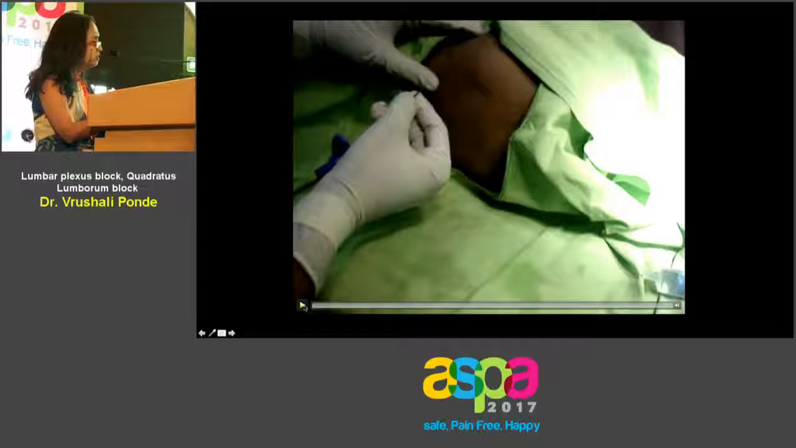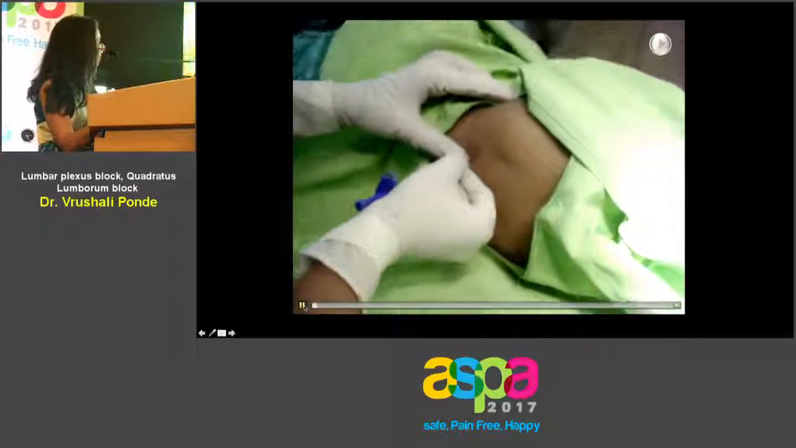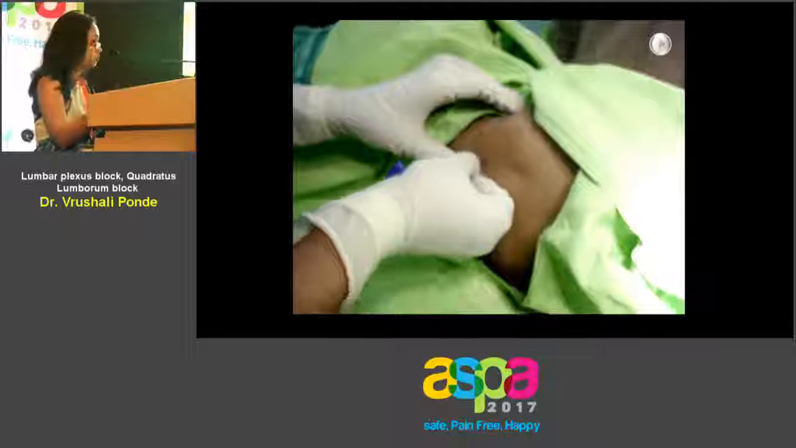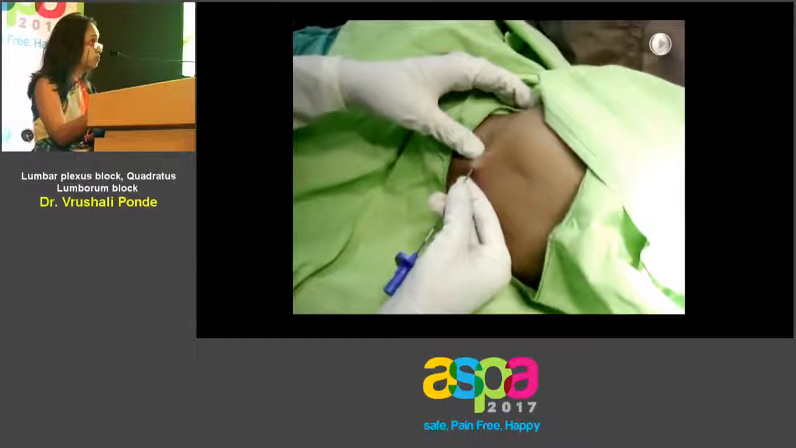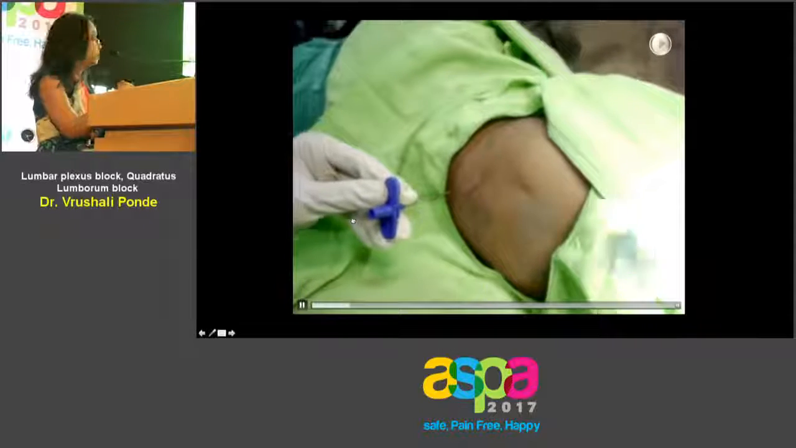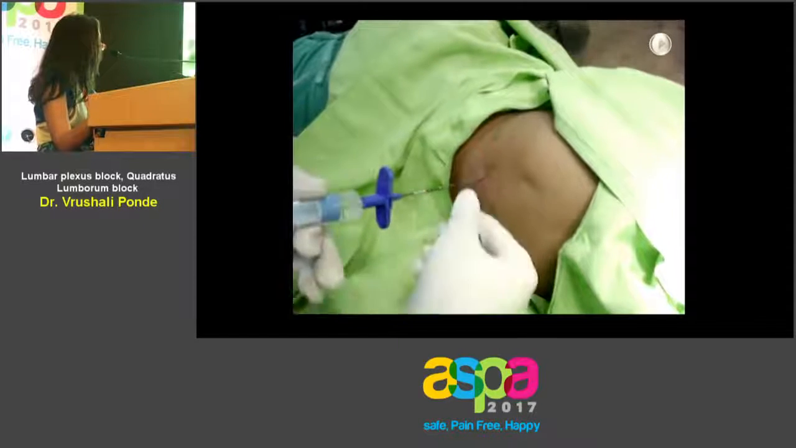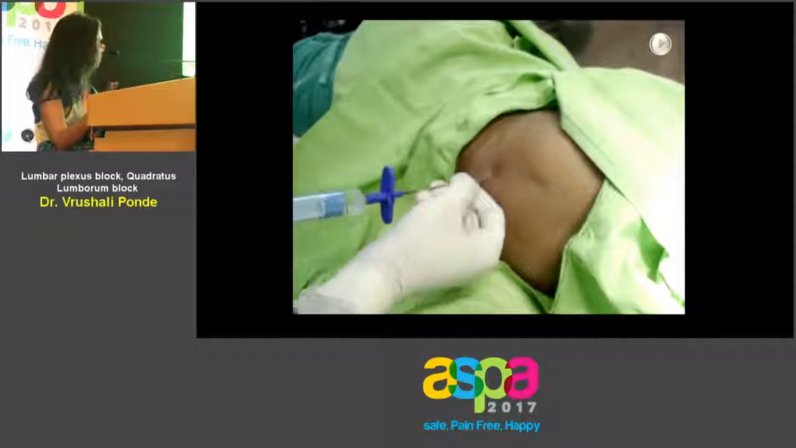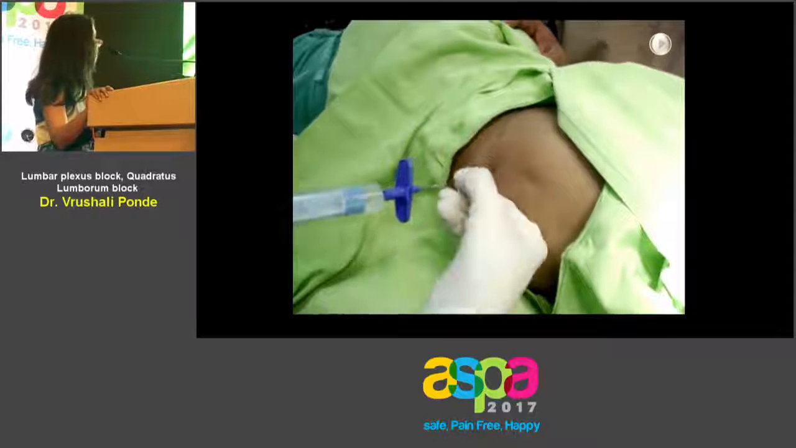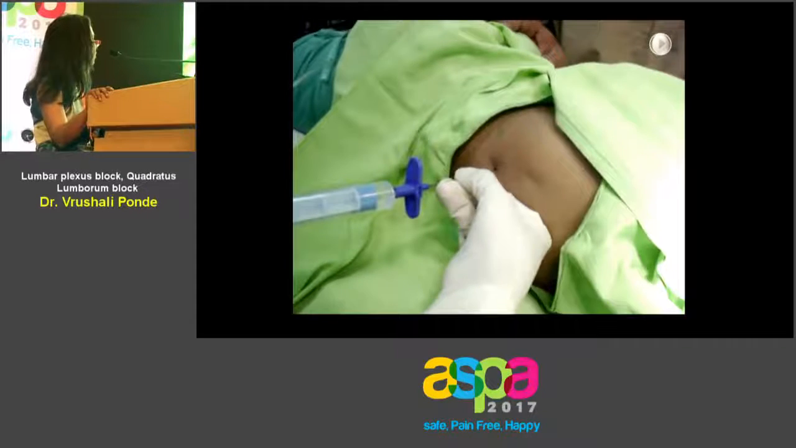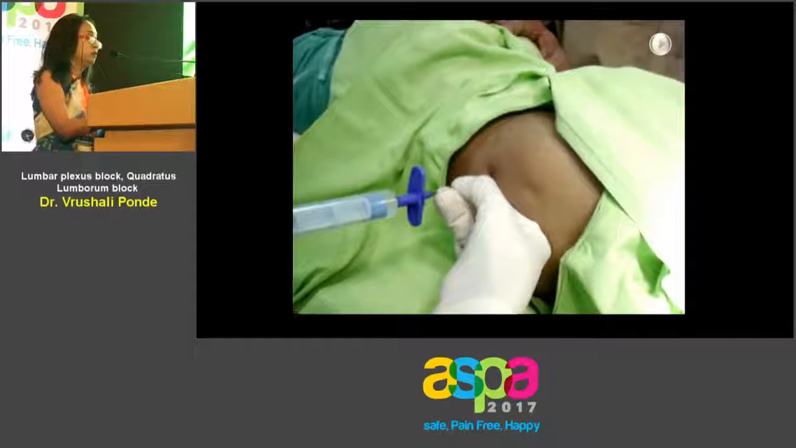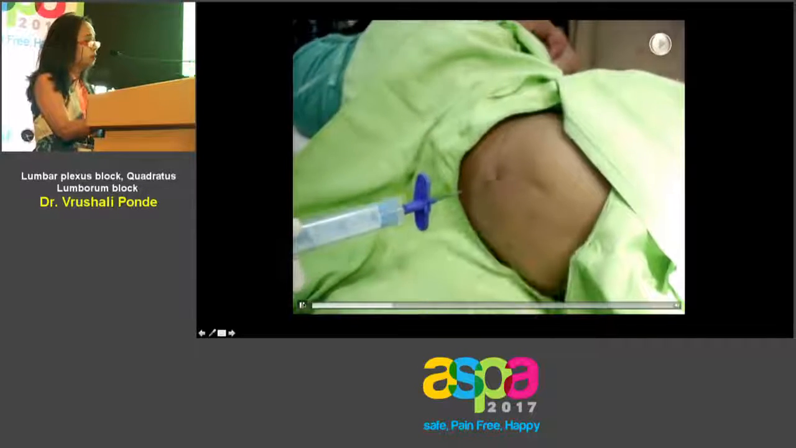In the good old days, this is how it was done. We have done these blocks with the loss of resistance technique, where the resistance and then the loss of it was given by the quadratus lumborum itself, and then we assumed that we were in the psoas. It was quite a discrete loss of resistance. Just watch this video, but we were not too sure about what exactly we were doing, and we had a success rate that we wouldn't be boasting about. It was a blind block, but this is what we did a long time ago.